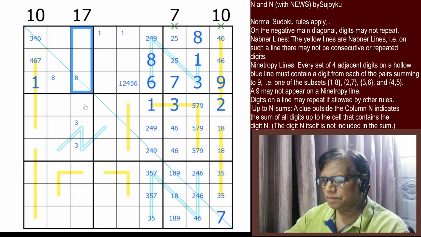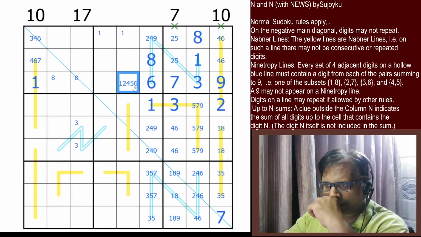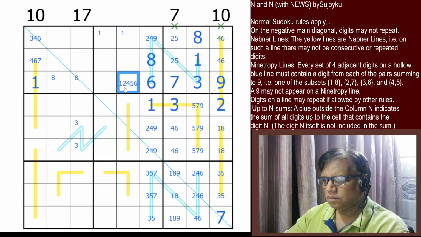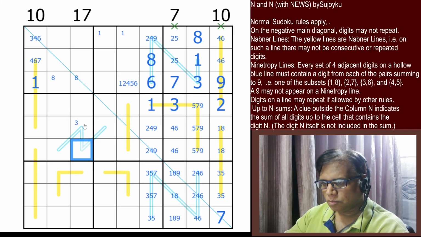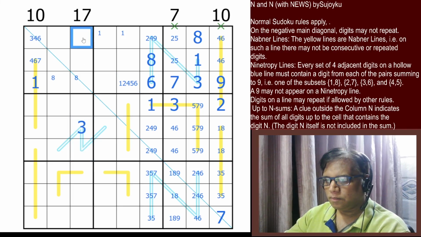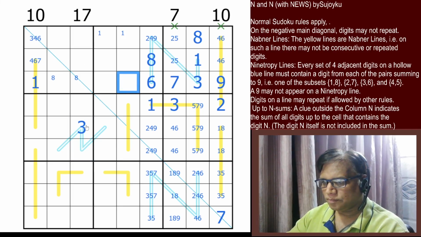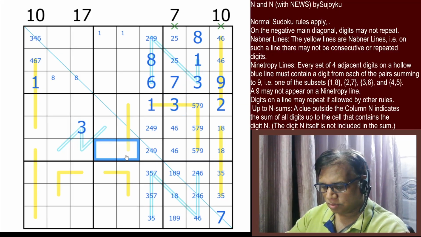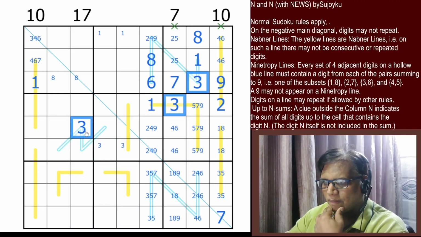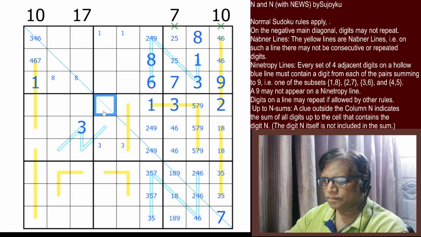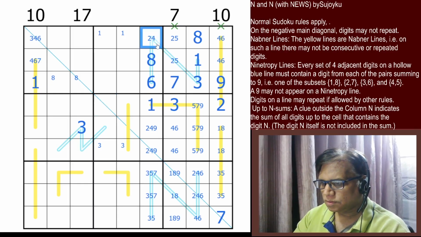Because if that's 3, the minimum digits we have here is 1, 2, 4, 5, 6, and that sums to 18, right? 3 plus 4, 7, 7 plus 5, 12, 12 plus 6, 18. Yeah, right. So that 3 is not possible. That's the only possible 3 here because of 17. Okay, so that's 3. Does that do any? No, absolutely no. One of this is 3. That's 3. Okay. 9 cannot be down there.